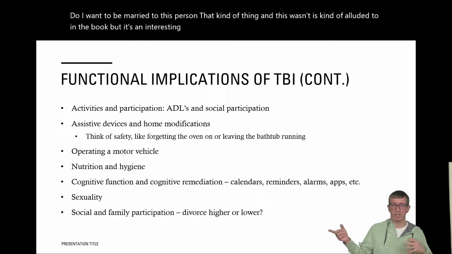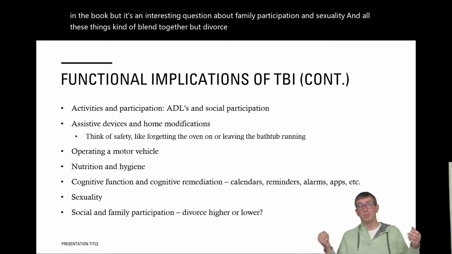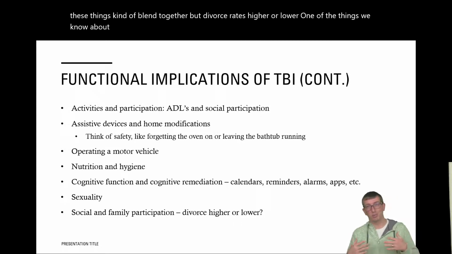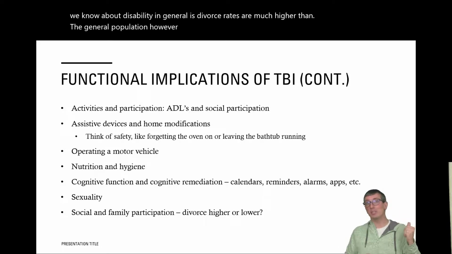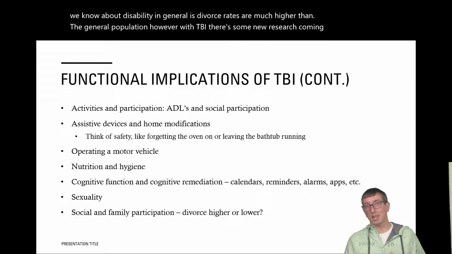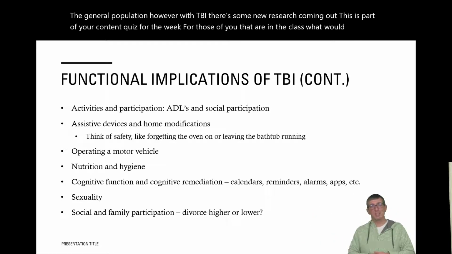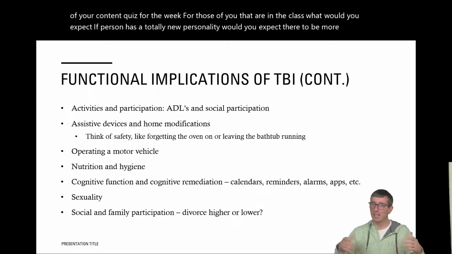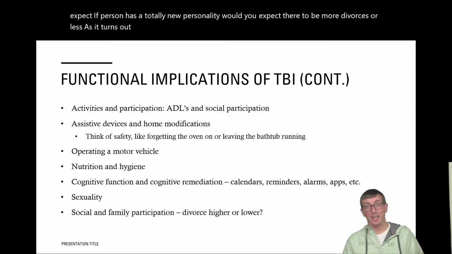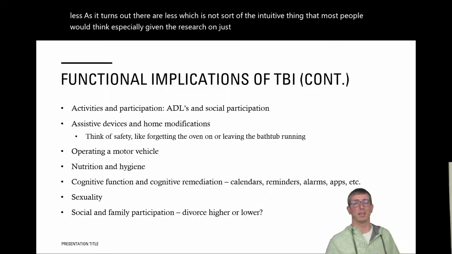This was kind of alluded to in the book, but it's an interesting question about family participation and sexuality, and all these things kind of blend together. But divorce rates, higher or lower? One of the things we know about disability in general is divorce rates are much higher than the general population. However, with TBI, there's some new research coming out. This is part of your content quiz for the week, for those of you that are in the class. What would you expect? If a person has a totally new personality, would you expect there to be more divorces or less? As it turns out, there are less, which is not the intuitive thing that most people would think, especially given the research on general disability and divorce rates.